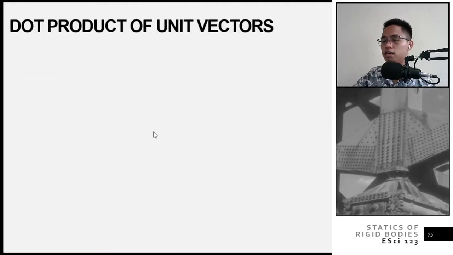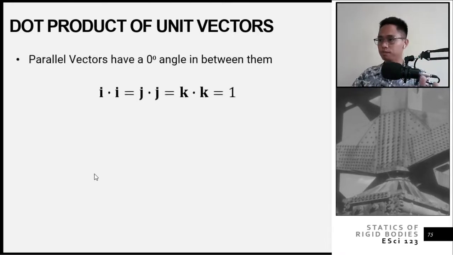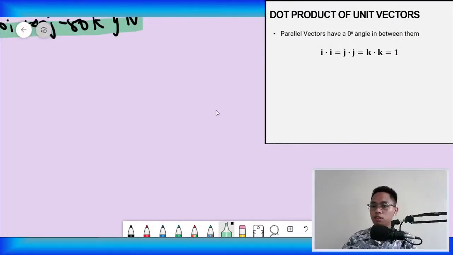Alright, so dot product of unit vectors. When we say unit vectors, we have your I, J, and K. They are called unit vectors. So remember that parallel vectors have a zero angle in between them. So what do we mean? Parallel vectors have zero angle in between them.